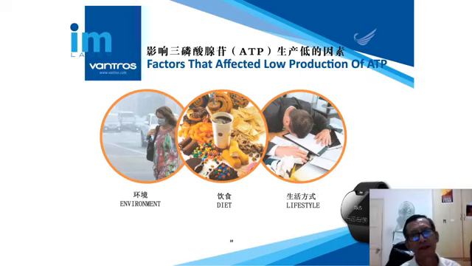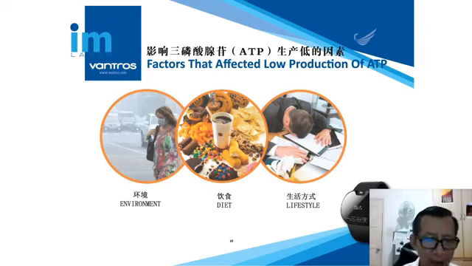So the factor that affects our low production of ATP is our environment. You see, a few years back, between July to September, we used to experience haze, and all this smoke pollution. But ever since last year until now, we do not experience this haze, but we experience another form of pandemic, which we call COVID-19. So everybody still has to wear masks as well. This has brought up a different kind of lifestyle for us, and it creates all this unnecessary stress.